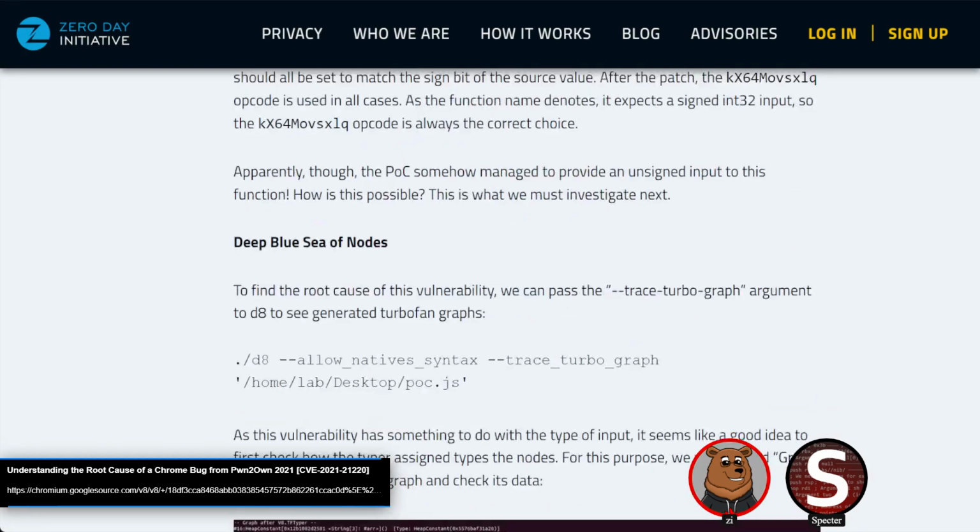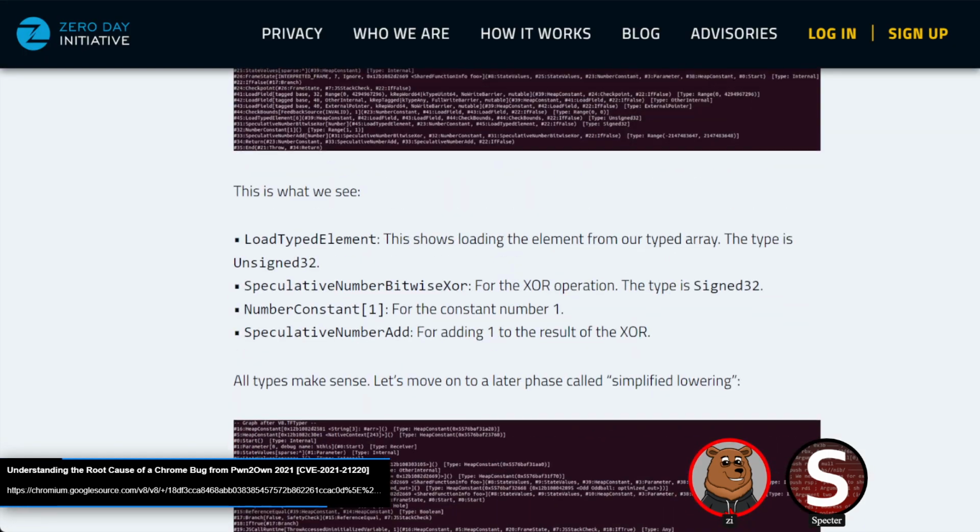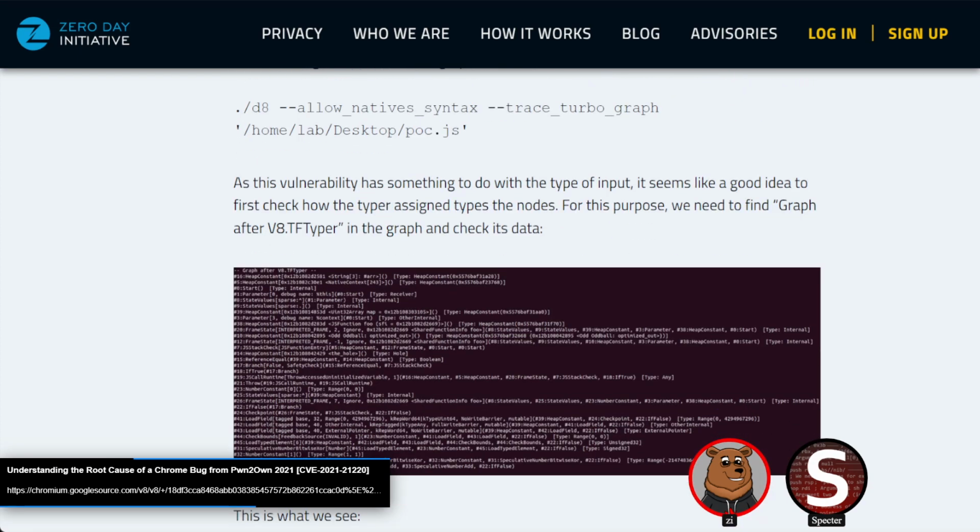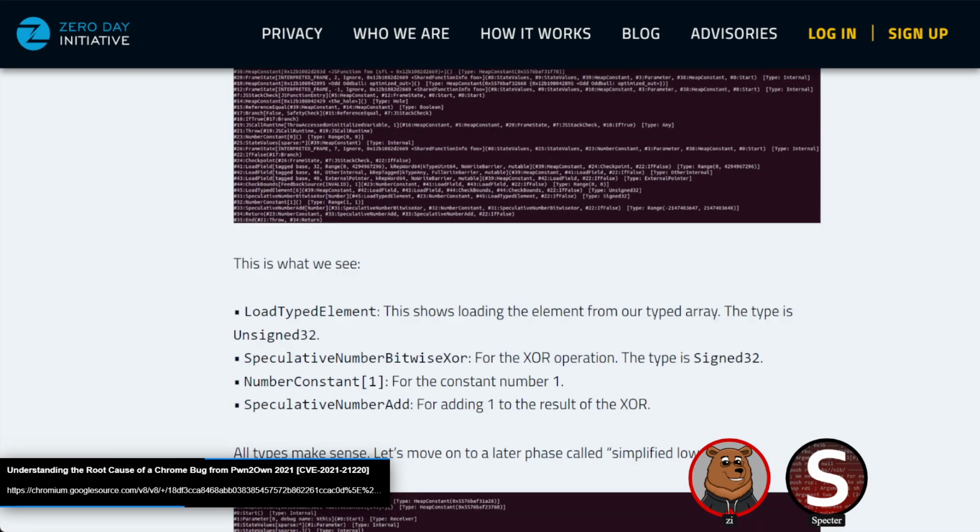So coming back to the bug, you consider what this looks like during the different stages of the optimization. It loads the typed elements, that's going to be the unsigned value. It'll do the bitwise XOR on it. And that will implicitly convert it to a signed 32-bit value. At which point it then loads the constant, which is a 64-bit for the number 1, and it does an add, again 64-bit.